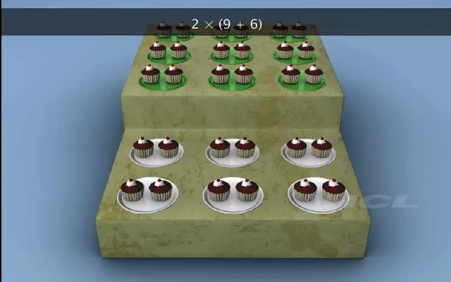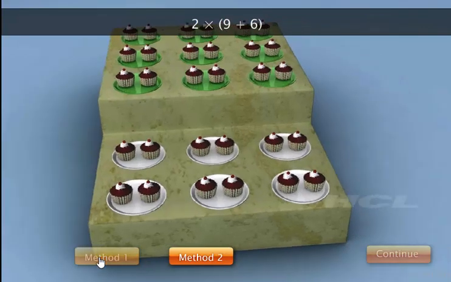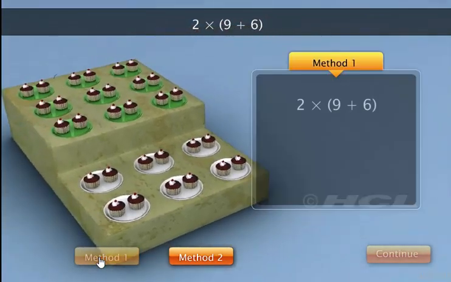We consider the number of cupcakes to be distributed in each plate and multiply it by the sum of the green and white plates. The total number of plates is 15. Then we find the product of 2 and 15, which is 30.